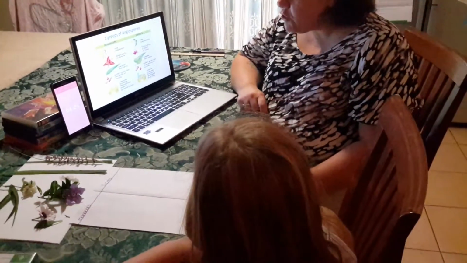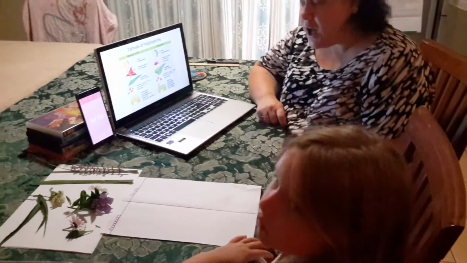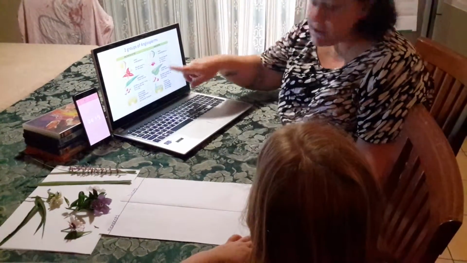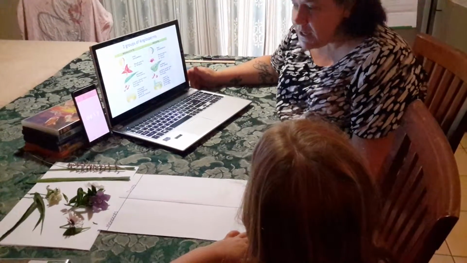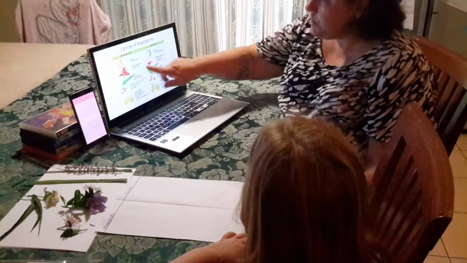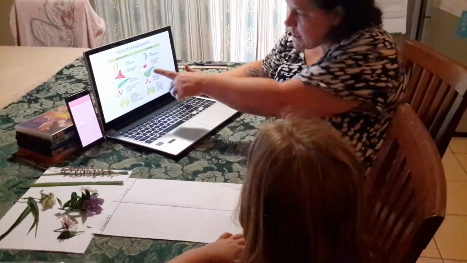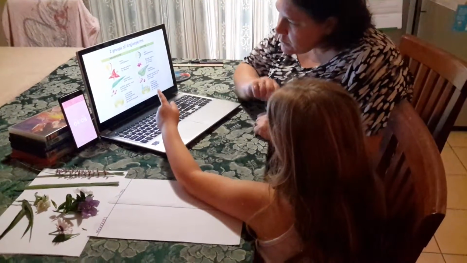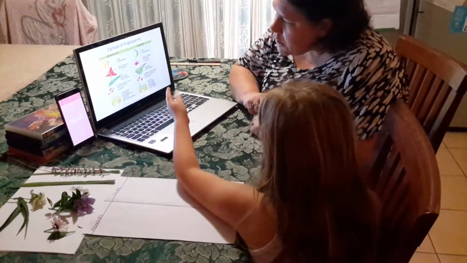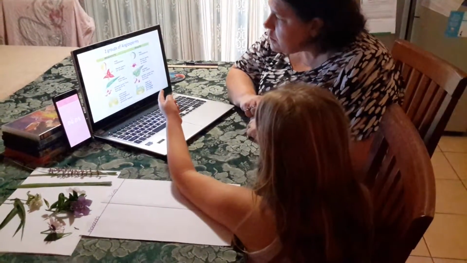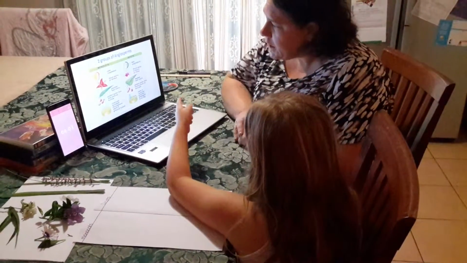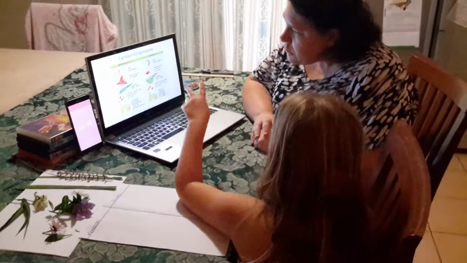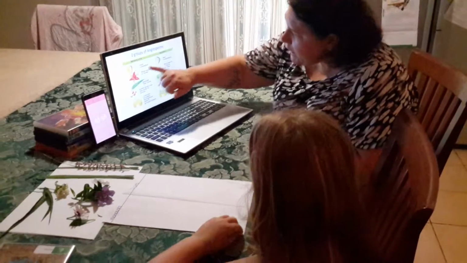Now, two groups of angiosperms are the monocots and dicots. Now, when you look at this diagram, Jaylee, what can you see as the differences between a monocot and dicot? Can you see any differences in the diagrams? Yes, the monocot has only got one cotyledon, yes. The dicot's got two cotyledons. You can see that quite clearly, can't you?